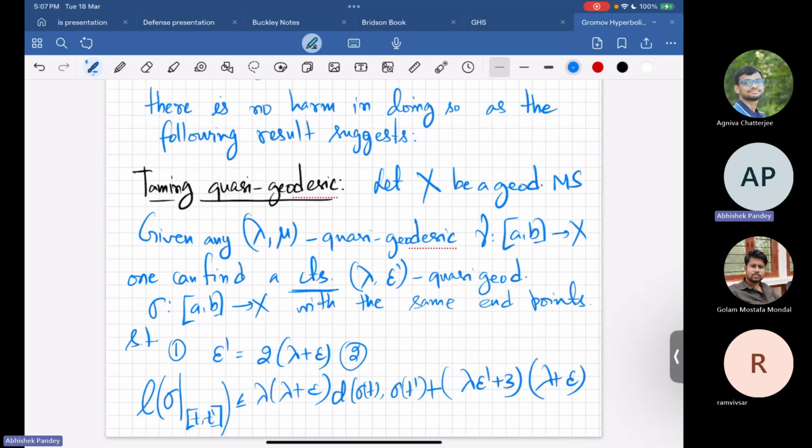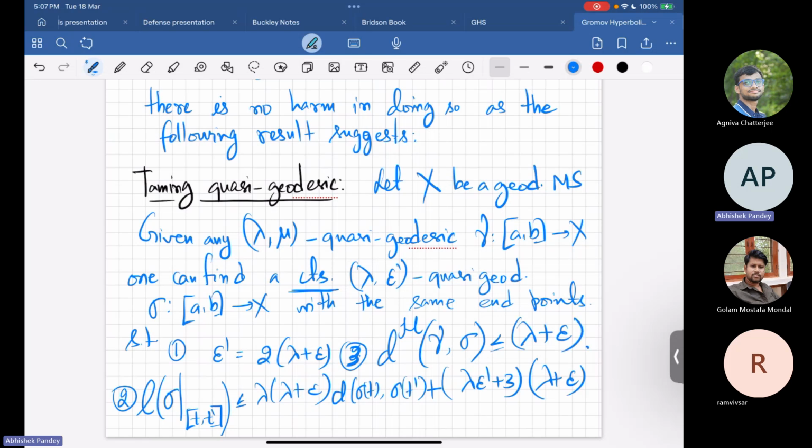Okay, this is the second property, and the third property I will write here. The third property is that the Hausdorff distance between this gamma and sigma is less than or equal to lambda plus epsilon. Okay, so this is quite a nice result.